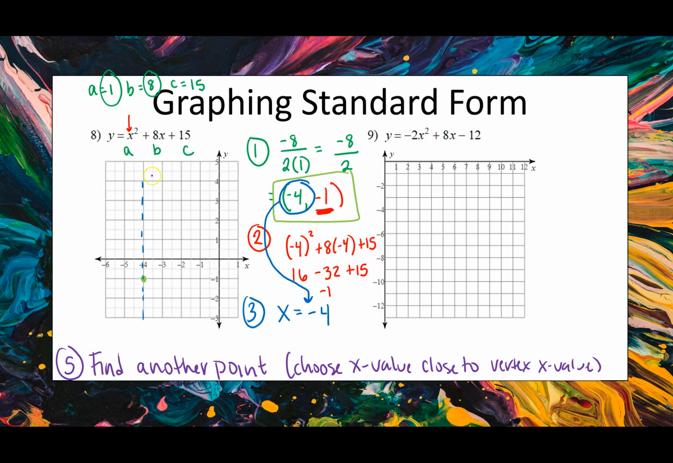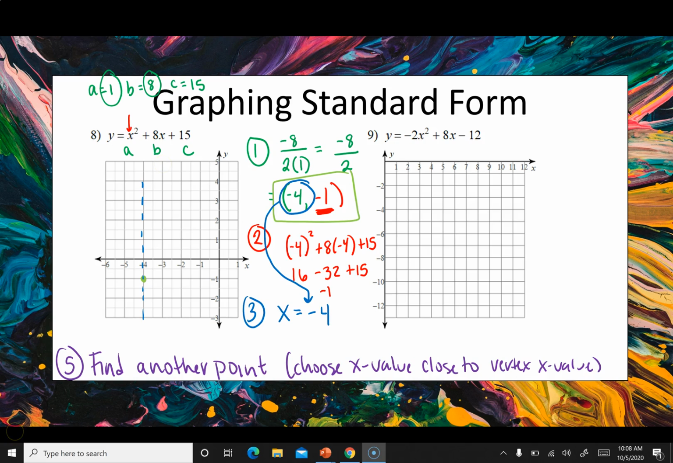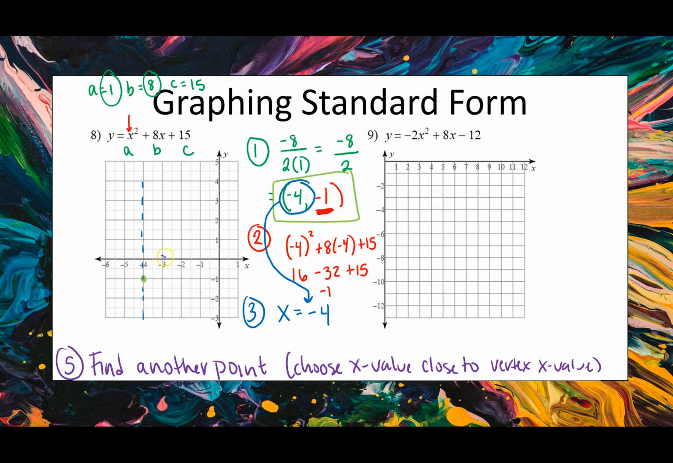Remember, step 4, it's not marked, but was to draw that axis of symmetry. All right, so here we go. We're going to choose another point that's close. Well, we could choose an x value of -3 or an x value of -5. Let's go ahead and choose, I don't know, how about -3?